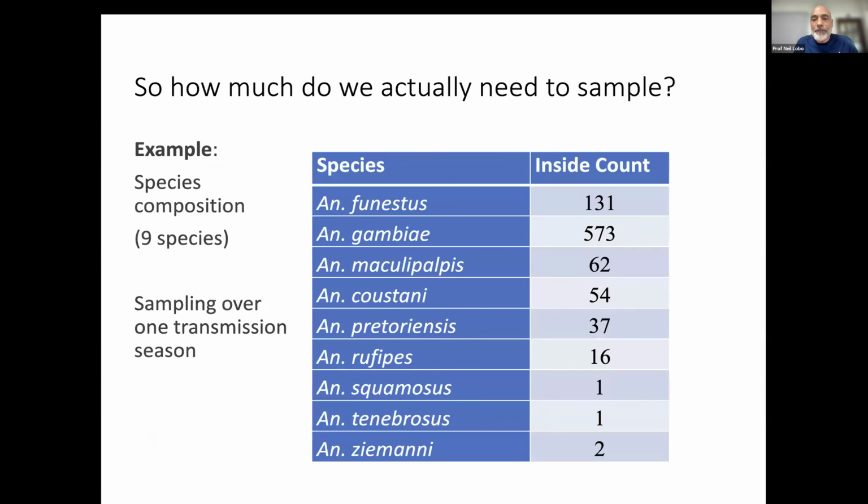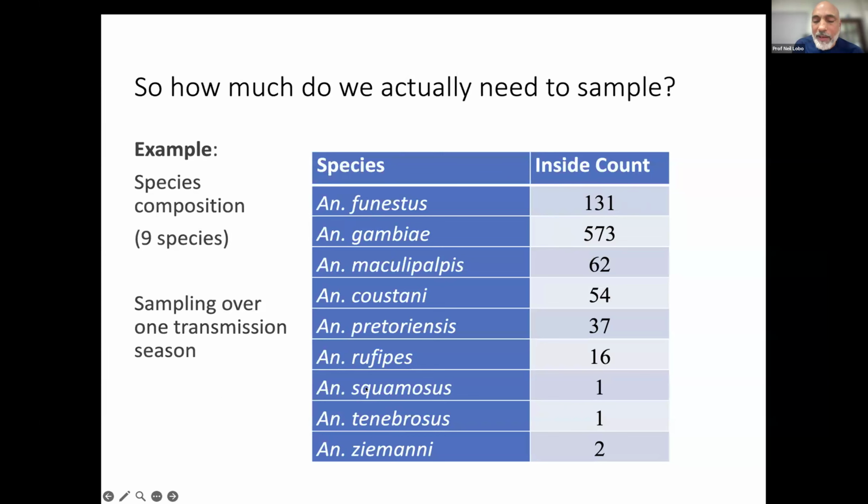As an example, here are the mosquito species that we found at a site. We have Anopheles phonesis, Gambier maculopalpus, and so on. All these species, 9 of them. These are the numbers of each species. We got the most of Anopheles gambier, and you can see just one Anopheles squamosus and one Anopheles tenebrosus. I'm sorry, I made a mistake, this is not over 1 month, it's over one transmission season.